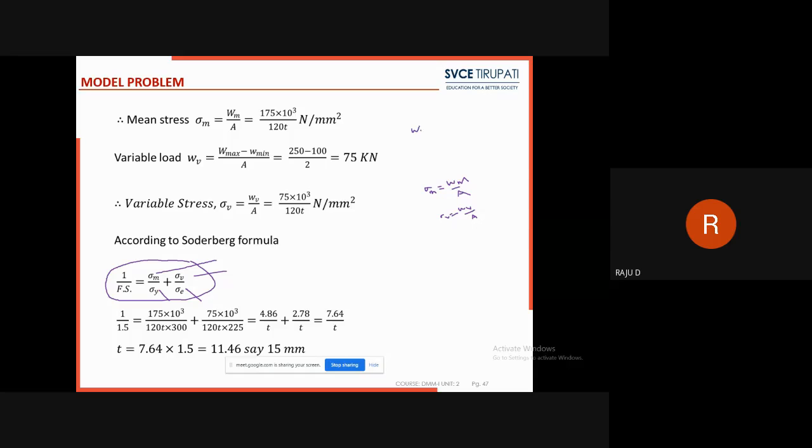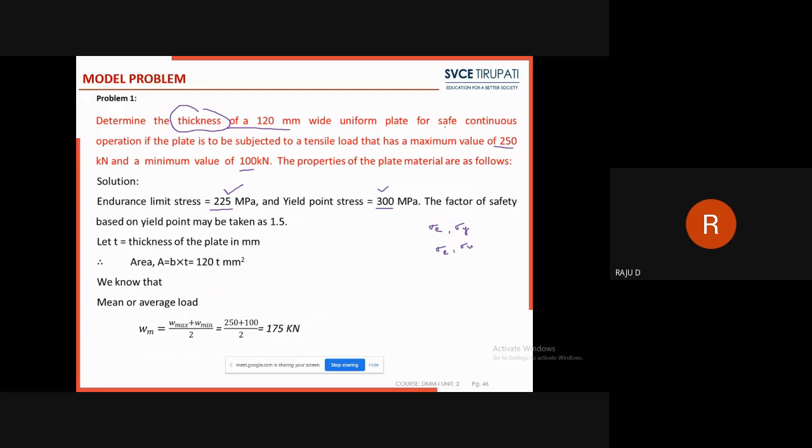How to calculate a mean load? Anyone? Mean load and variable load. The mean load is what? Already they will give one tensile load, one compressive load. Compressive means -1. See, all of you see the problem. Maximum load is 250, minimum is 100.